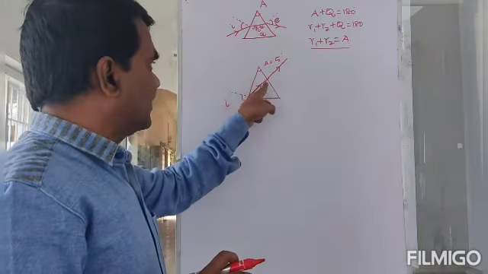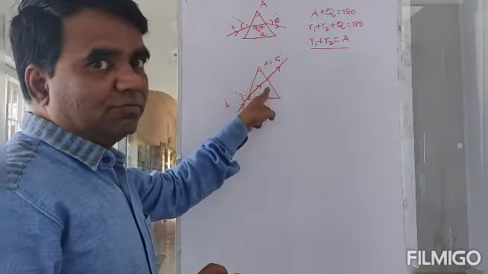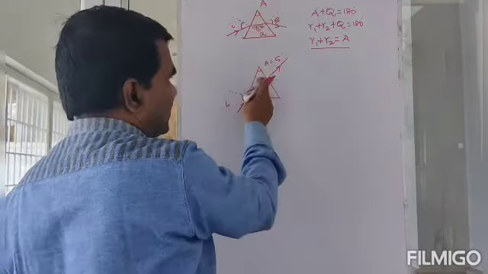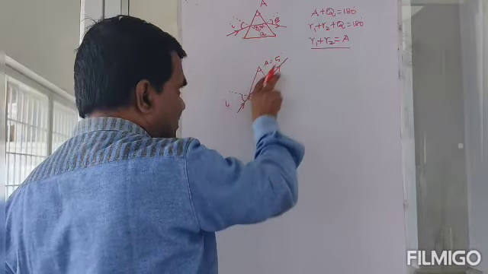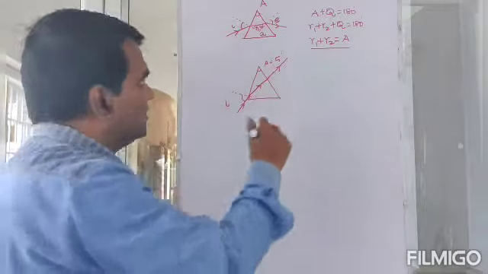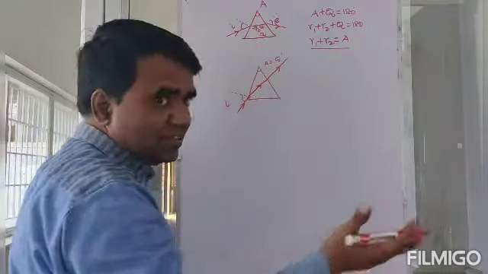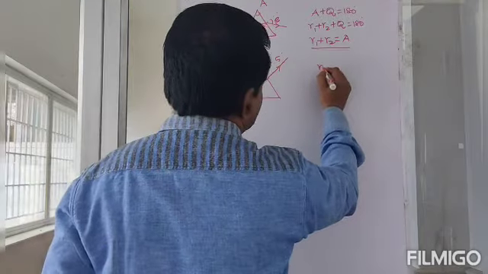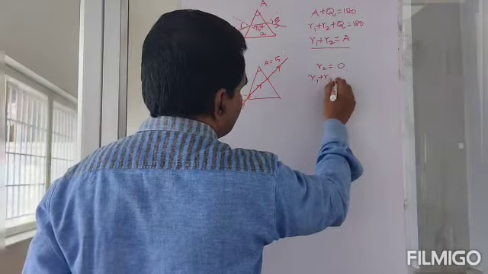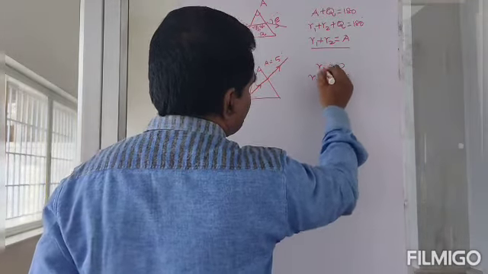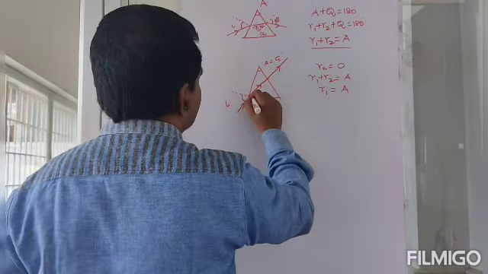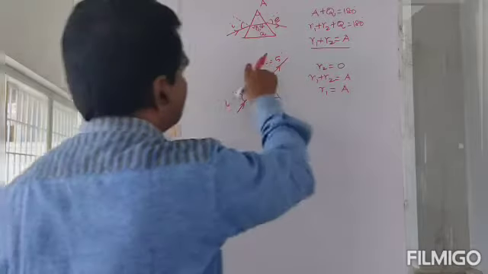So what is R2 here? R2 must be 0, right? R2 is the angle between the normal and the incident ray. But here, the incident ray is a normal actually. It goes through the normal. So the angle between the incident ray and the normal is 0. So R2 in this case is actually 0. But what do we know? We know that R1 plus R2 must be equal to A. If R2 is 0, then R1 must be equal to A.